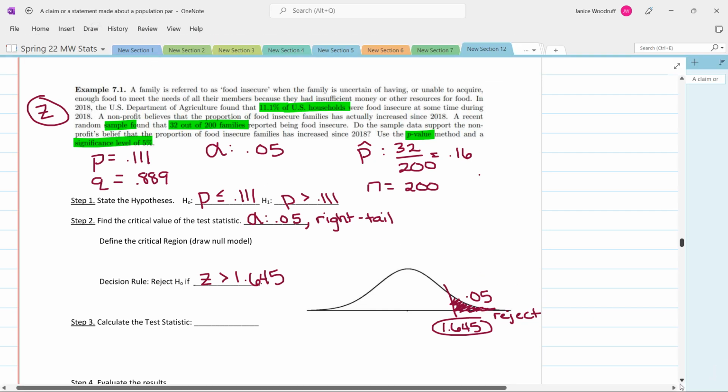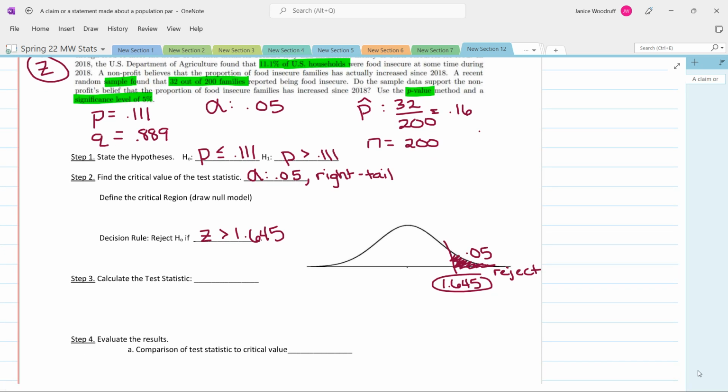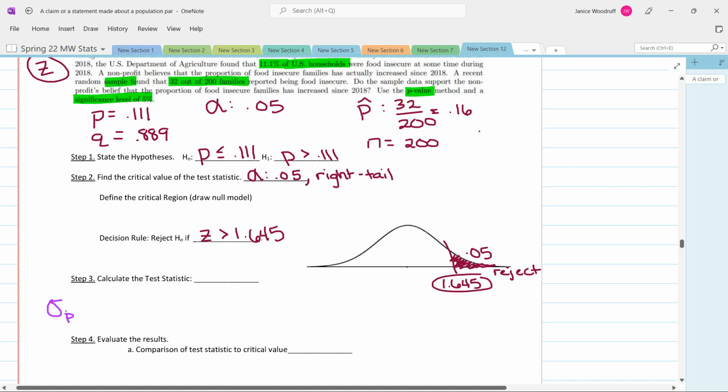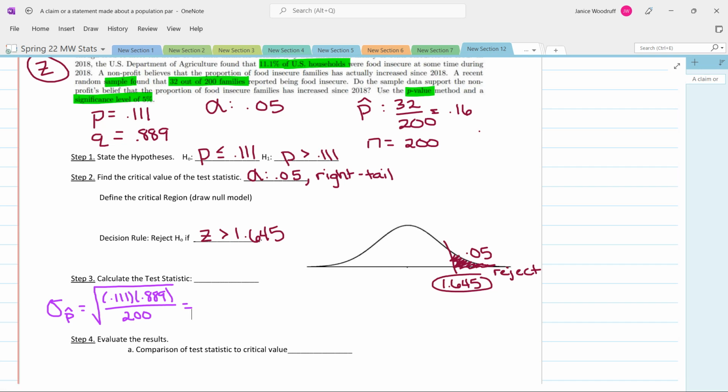Okay, now we're going to calculate the test statistic, which means we need those 2 calculations from the beginning. So the first is the standard deviation of p hat, which is the square root of p times q, so 0.111 times 0.889 over the sample size, which was 200. So we'll put that in.